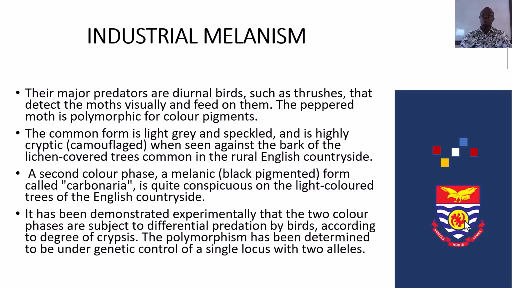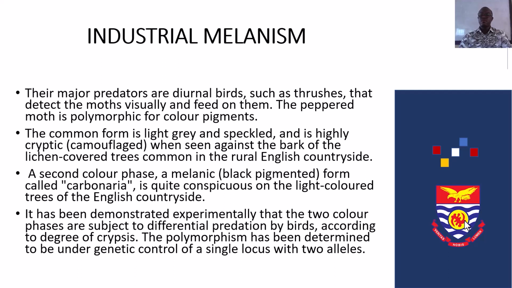The peppered moth is polymorphic for color pigments. The common form is light gray and speckled and is highly cryptic, that is, camouflaged, when seen against the bark of the lichen-covered trees common in the rural English countryside. The second color phase, a melanic or black pigmented form called carbonaria, is quite conspicuous on the light-colored trees of the English countryside. It has been demonstrated experimentally that the two color phases are subject to differential predation by birds.